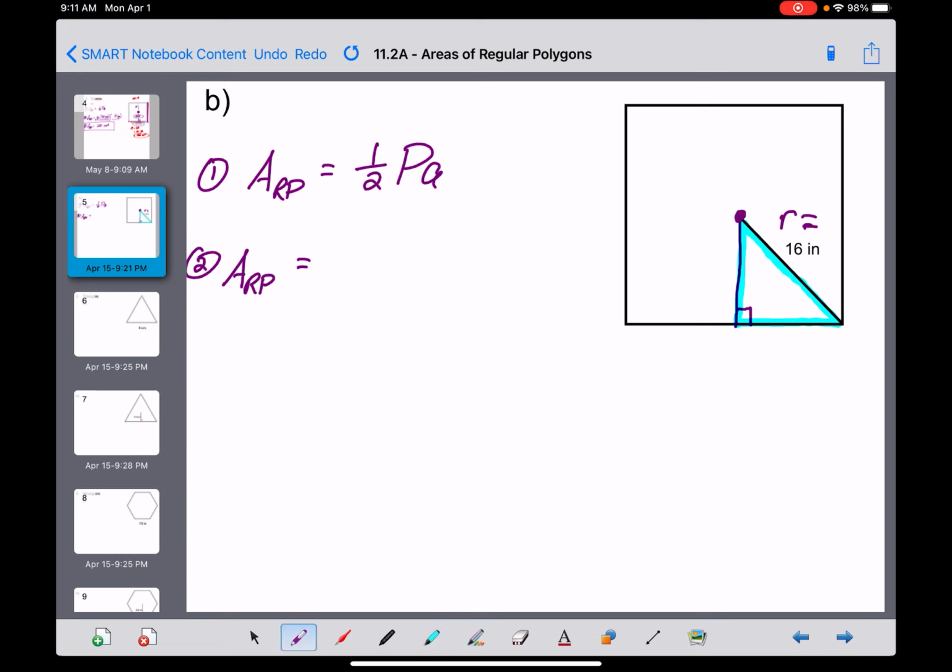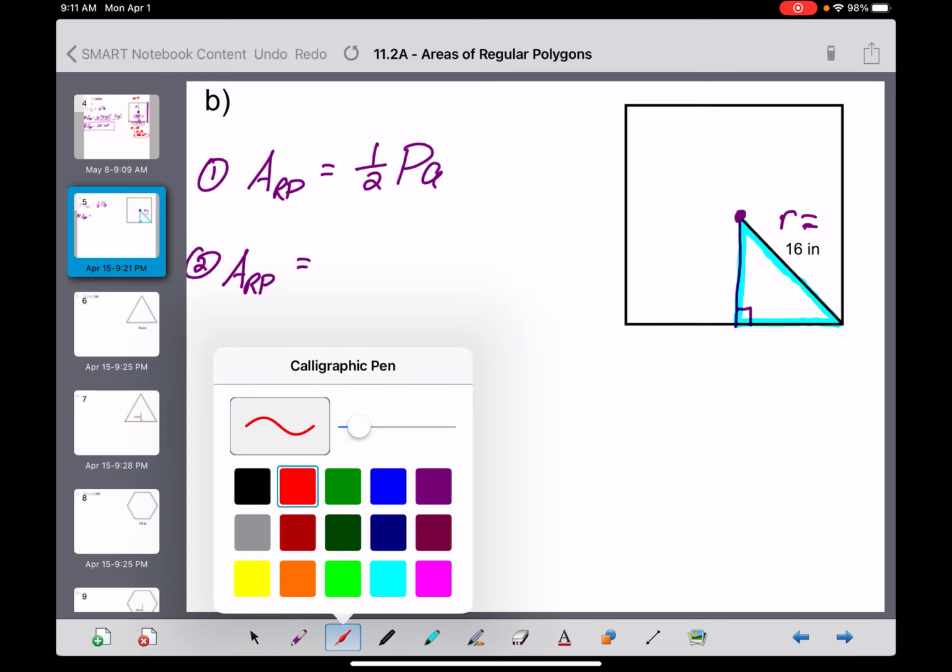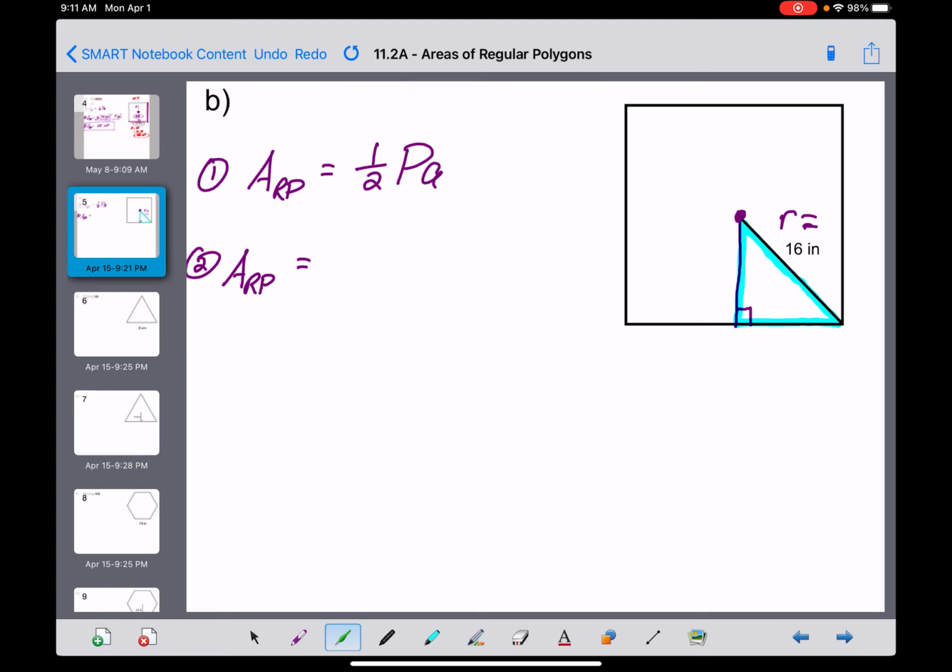So if I walk you back to something we did a while ago, I'm going to switch to green here, guys. We were finding theta, which was the measure of a central angle, by taking 360 and dividing it by n. Now in this case, we're dealing with a square. Your number of sides here is 4. So theta, your central angle, is 360 over 4, which is 90 degrees.